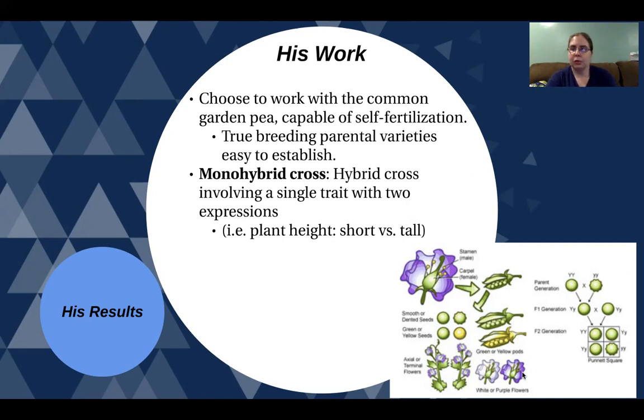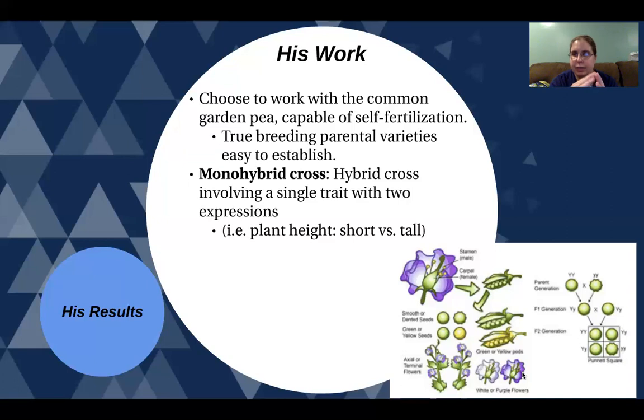Now, with a mono-hybrid cross, we're only going to focus on tracking one individual trait. So a hybrid cross involving a single trait with two expressions. And that's what we're talking about here. So we said that the plants either came as tall or short. Now that's one gene, that is one trait, height. But there are two variations, tall and short. Flower color is one trait, but there are two variations, purple and white. Pea color is one trait, but it comes in variations, green or yellow. The pea texture, one trait, comes in two variations, smooth or dented. So that's what we're talking about with this.